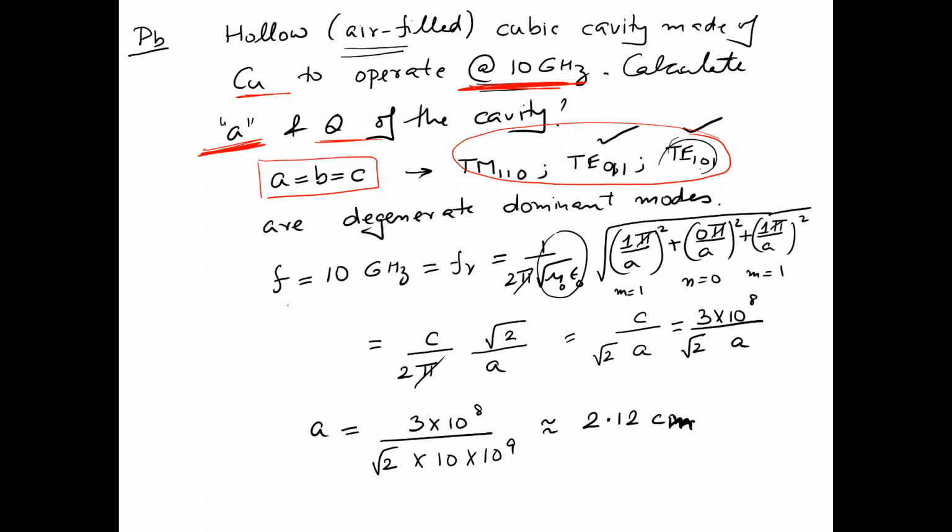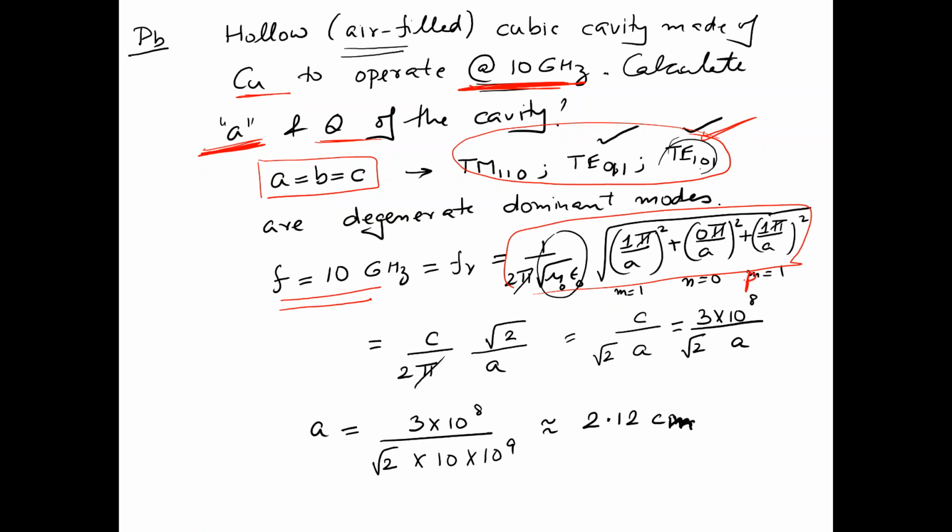So we want the frequency f to be 10 gigahertz, and let's assume TE101. We would get a term which would be given by just substituting: 1 by 2 pi square root of mu naught epsilon, times the square root of (m pi by a) squared plus (n pi by b) squared, b is equal to a, plus (p pi by c) squared, c is equal to a.